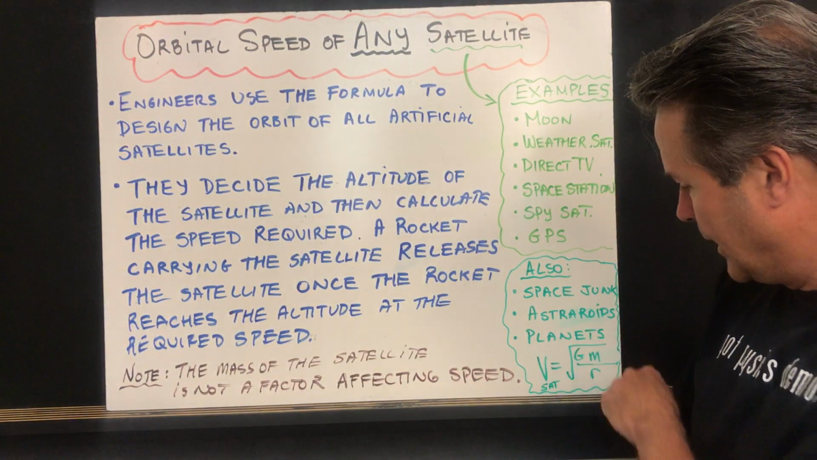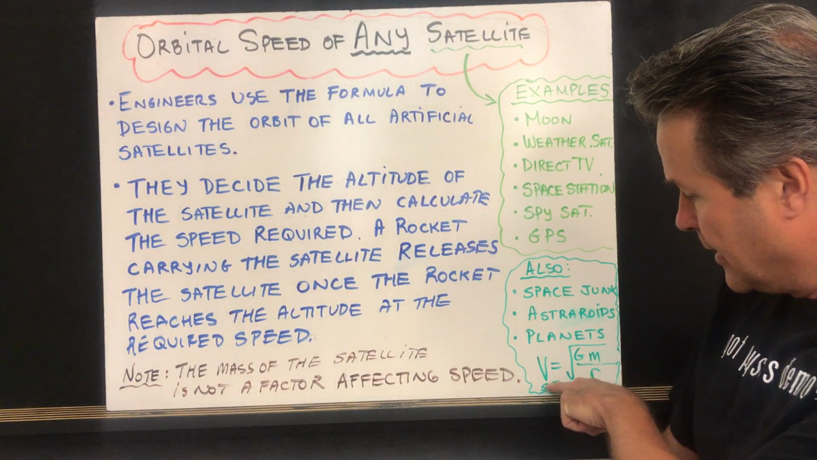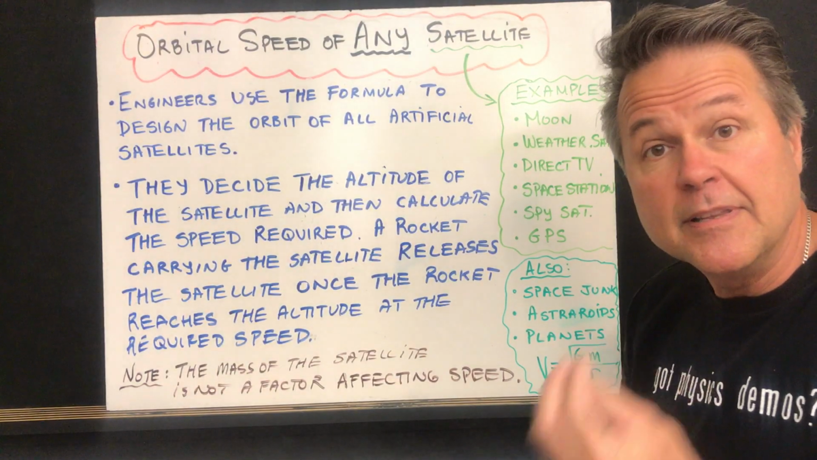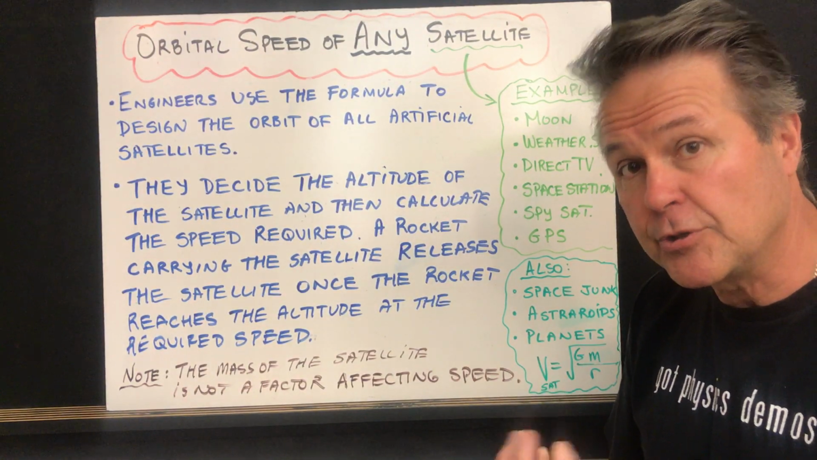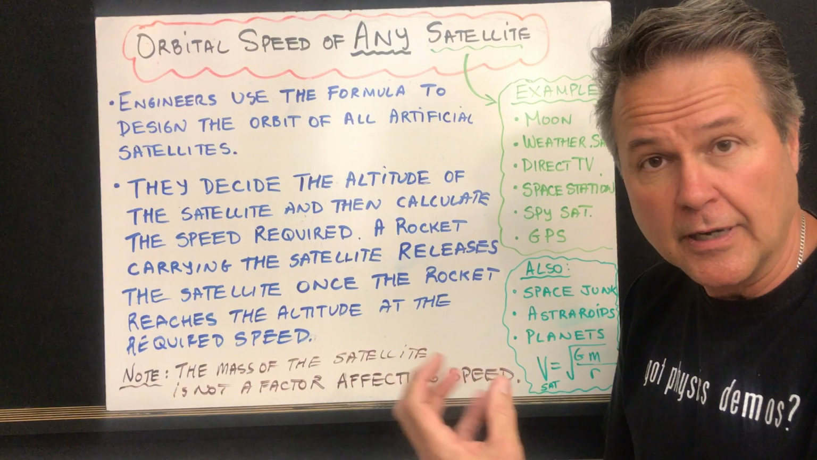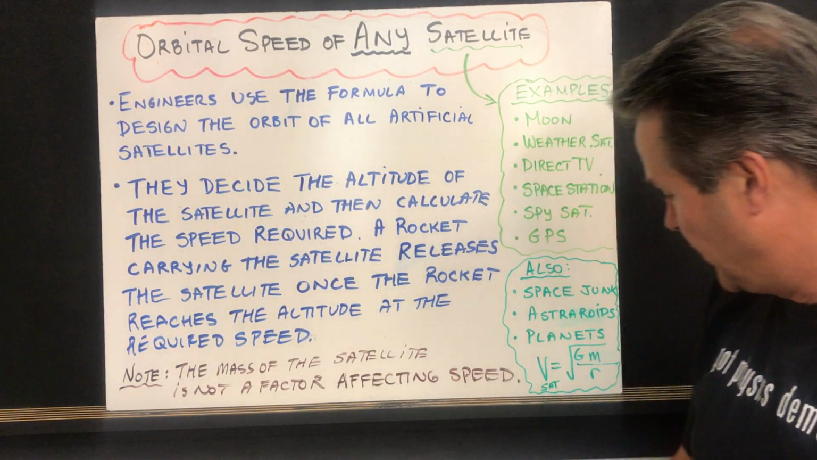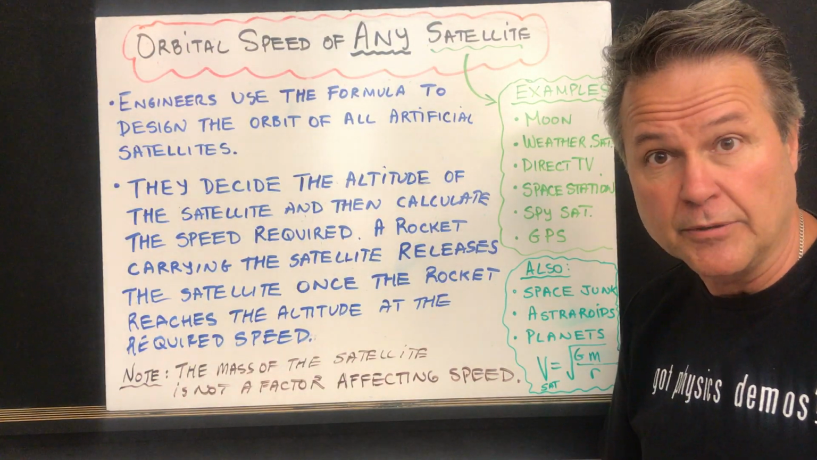asteroids in the asteroid belts, of course planets, and they all follow the formula V of the satellite is equal to the square root of G times M of the mass at the center, so the Earth at the center of the moon's orbit, or the sun at the center of Earth's orbit, divided by the distance between their centers.